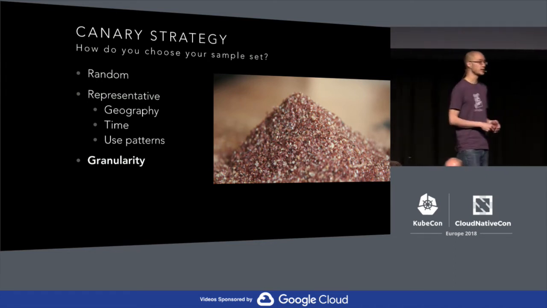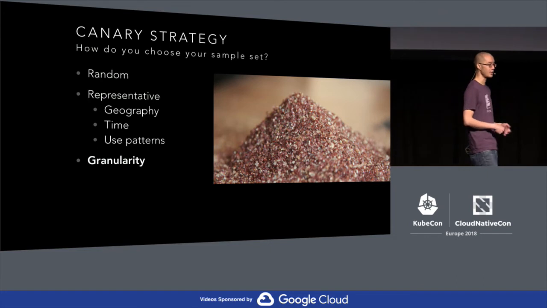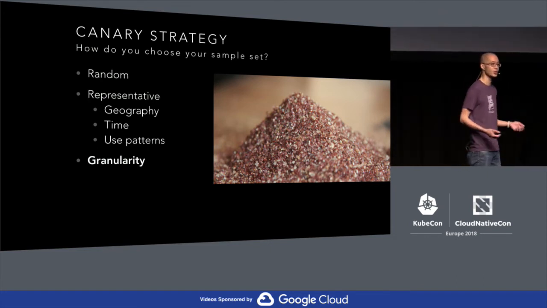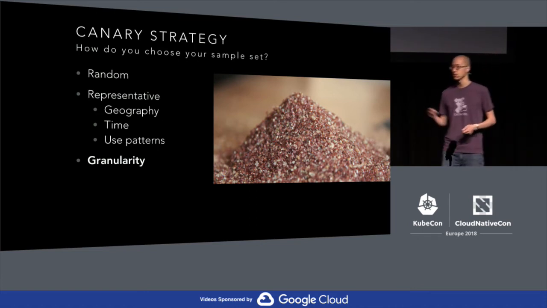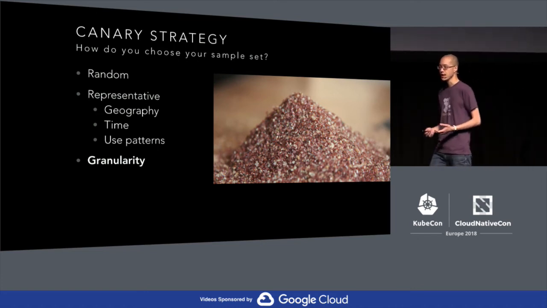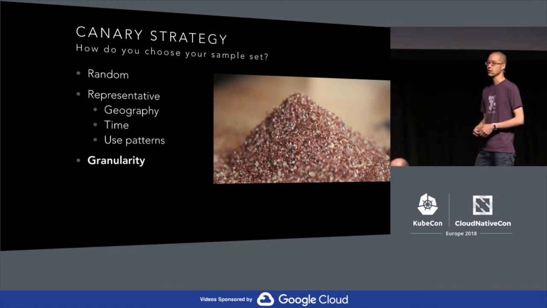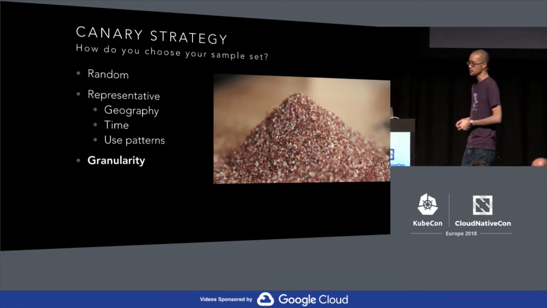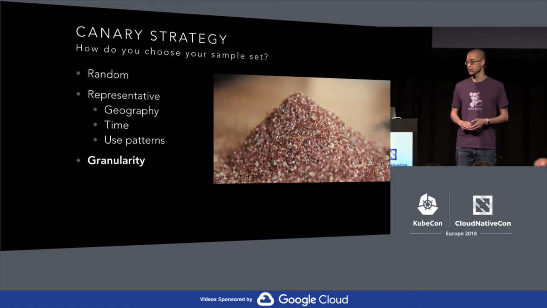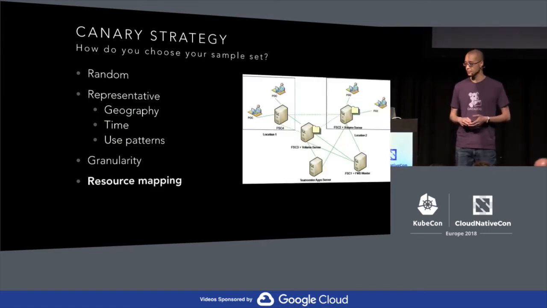There are some interesting ways that you can think about this. For example, Grubhub, which is one of our customers, they Canary deploy to small cities first. So that's their granularity. They'll deploy to a small city, measure that, deploy to a larger city or to a province, deploy to countries, deploy globally. So think about how you're going to scale your Canary sets.